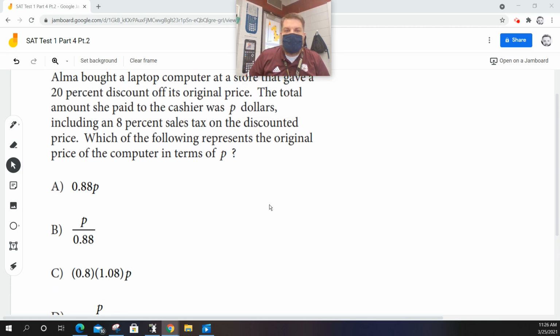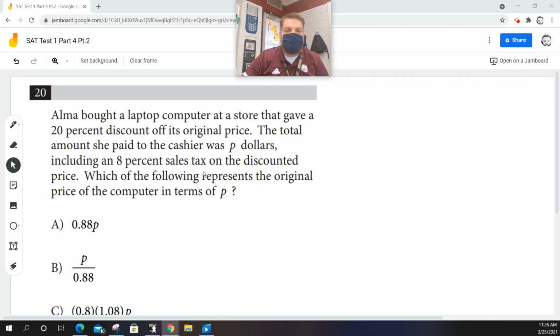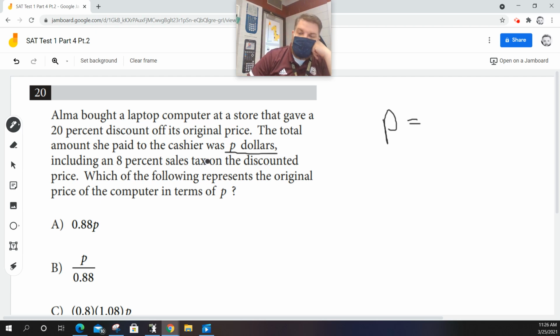Okay, so let's figure out what P is. P is what she paid, right? So P is what she paid. This is what she paid. And that equaled a 20% discount off of the original price. So do I know what the original price is? No.